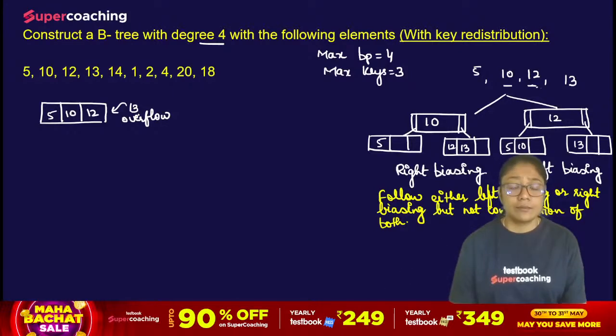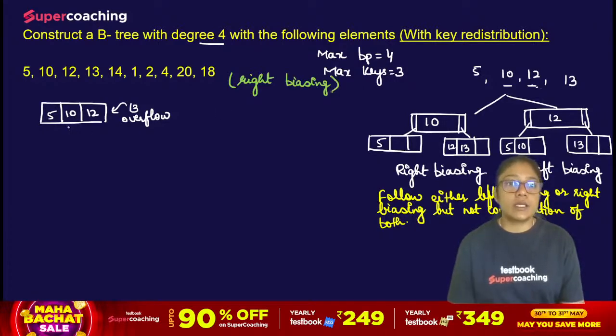So let's apply this concept. Let us assume that we are going for right biasing. I'm following right biasing here, but you can follow anything. That means more number of elements will be present on the right hand side. So the node will be split. That means I'm splitting the node on the basis of 10. So here at the root level, we will be having the element 10 and to the left, we are having 5.